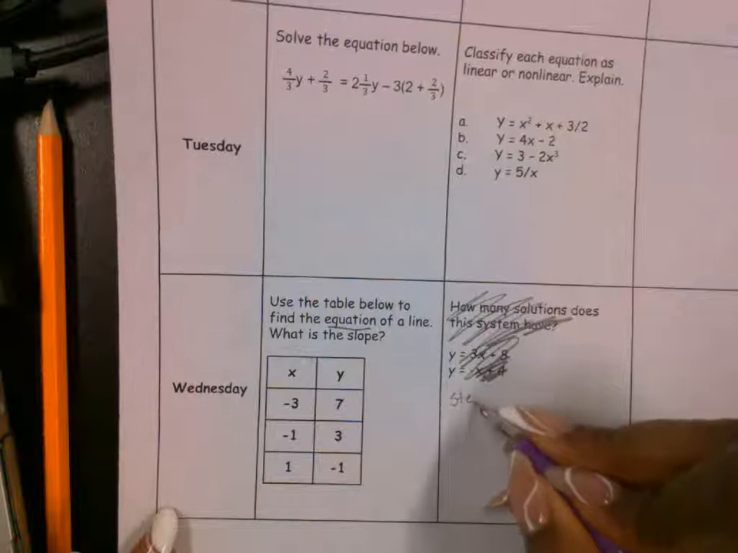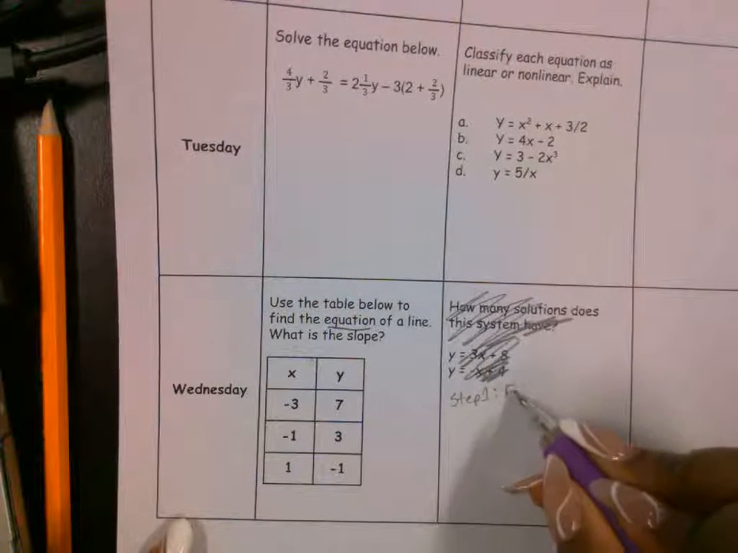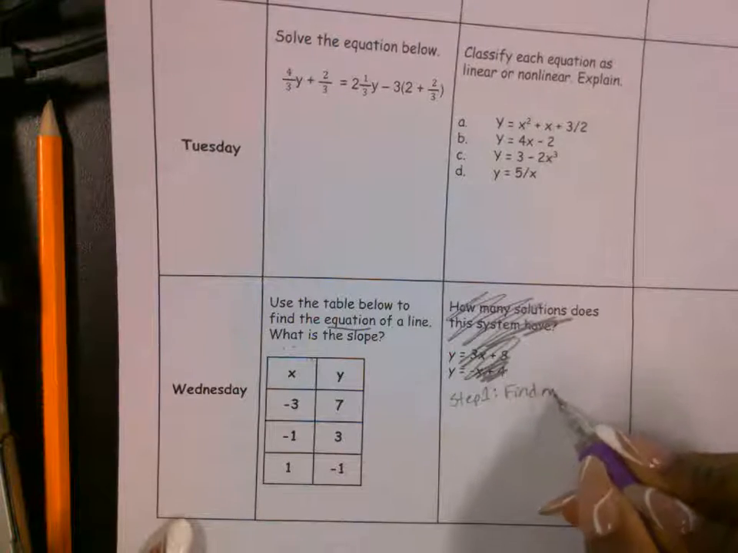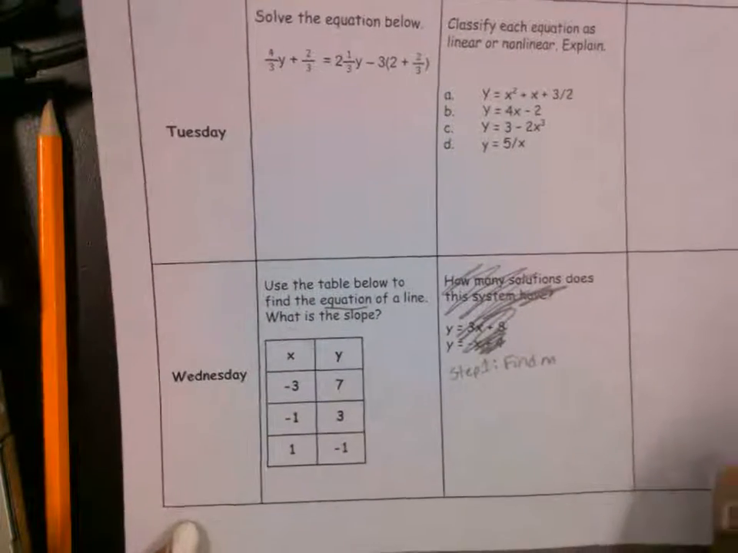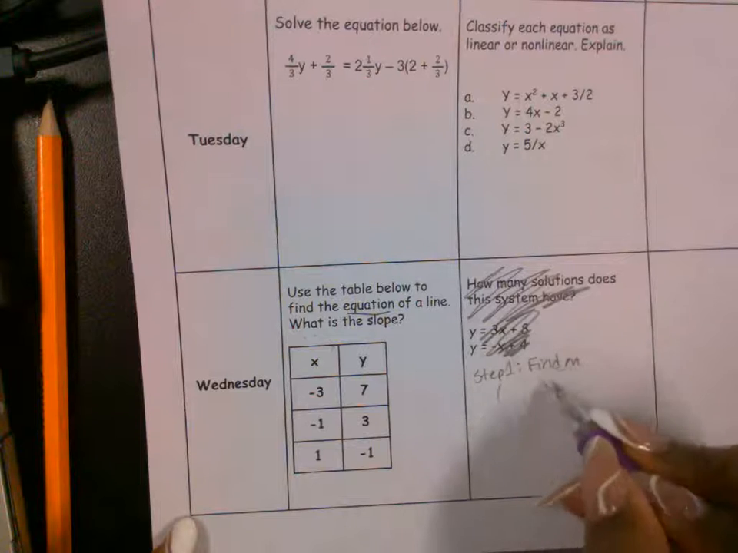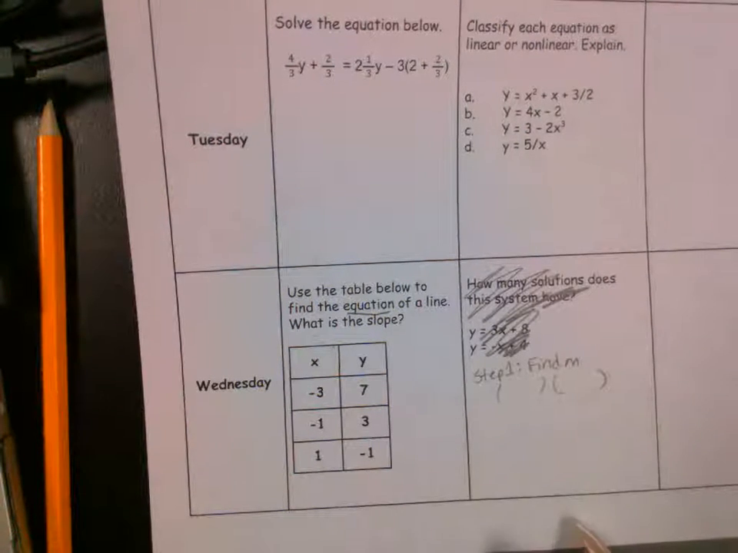So we got our first step. We've done this before. The first step is to find the slope. Find m. So in order to find m, we pick 2 points from the table. Pick the 2 easiest points. Which 2 points are the easiest?